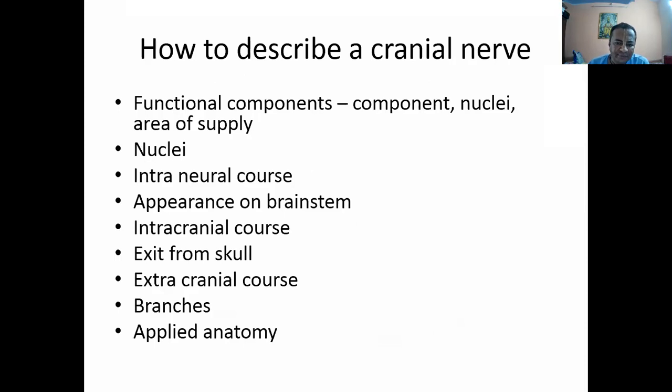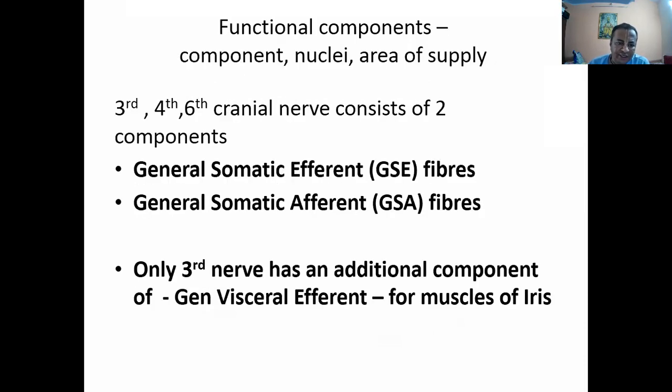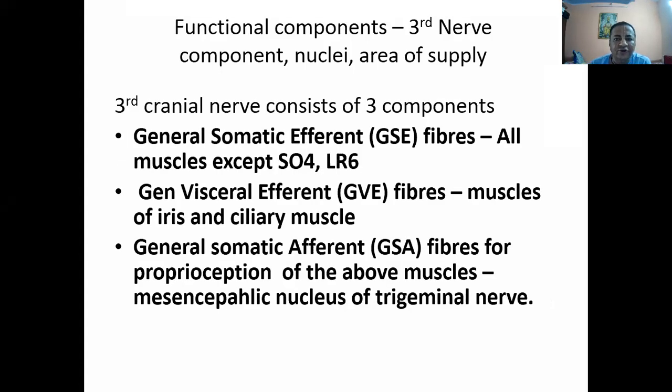This is how we describe functional components of a cranial nerve. The third, fourth, and sixth have general somatic efferent and general somatic afferent as the two components, since they supply the muscles developing from somites. Only the third nerve has an additional component, general visceral efferent. Now we'll see the functional components one by one. The third nerve has general somatic efferent, general somatic afferent, and one more additional component, general visceral efferent, that is for the muscles of the iris and ciliary muscle.